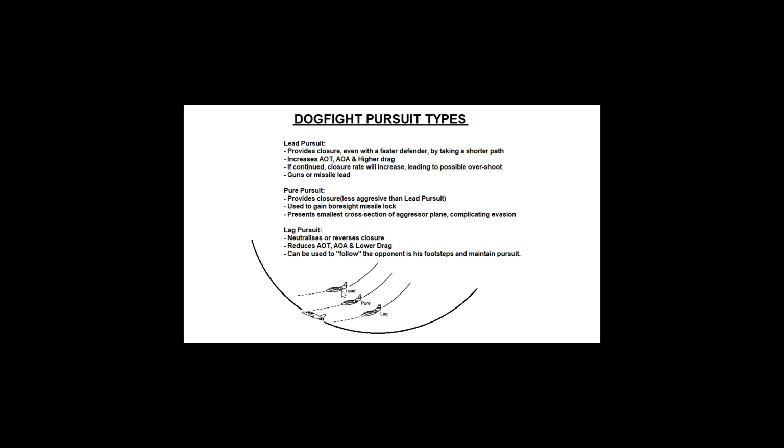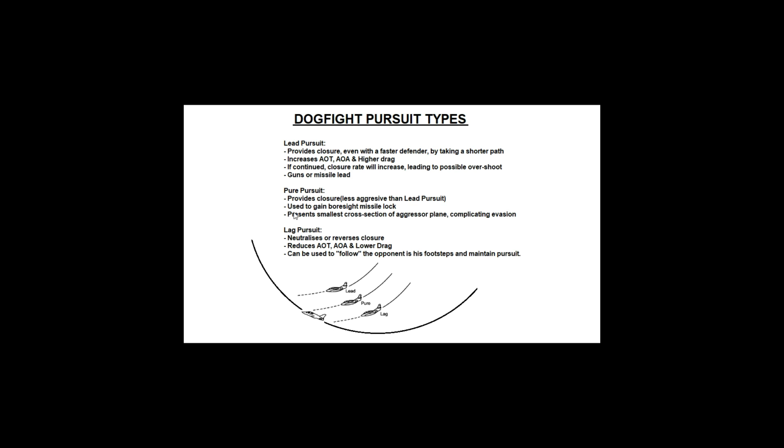Now, the other reason, as well as closure rate, that we could want to use lead pursuit is to employ our weapons. If we are turning in a tight circle like this, we're always going to want to pull lead on the target to shoot our guns for ballistic purposes or our missiles. If we were shooting in a pure pursuit or a lag pursuit with our guns and missiles, they would obviously just miss the aircraft because they don't have enough turning ability to keep with the aircraft.